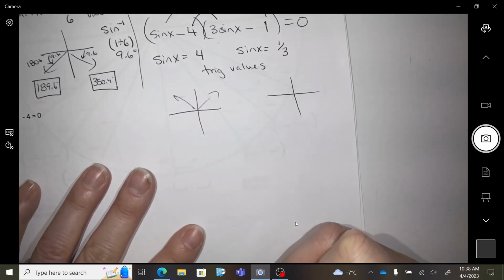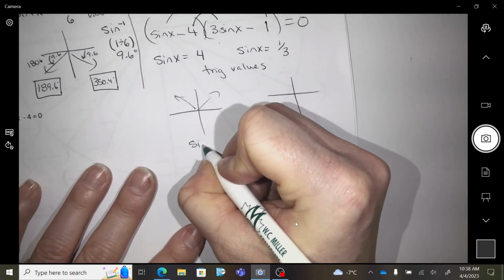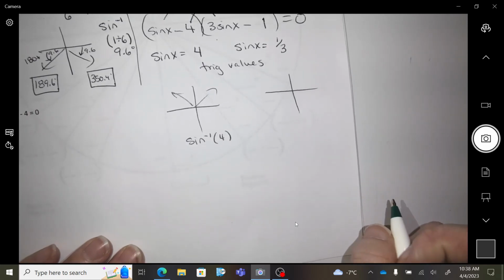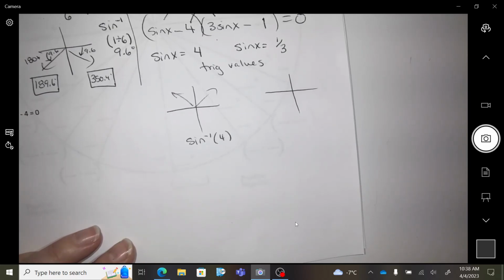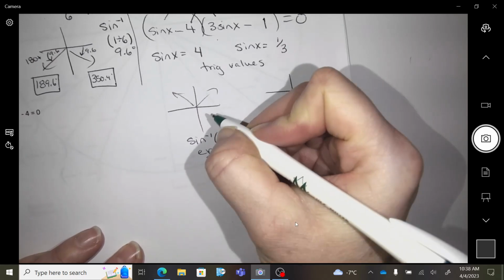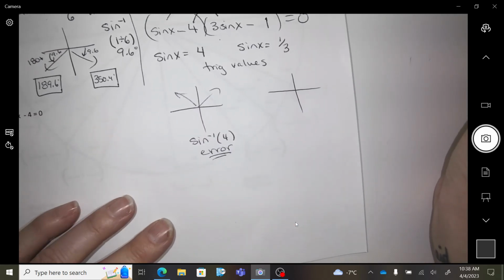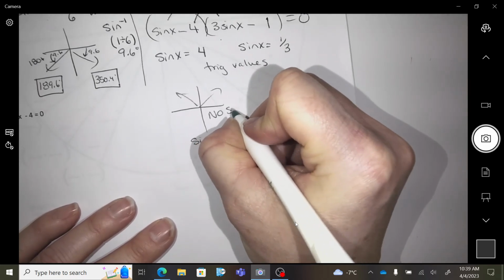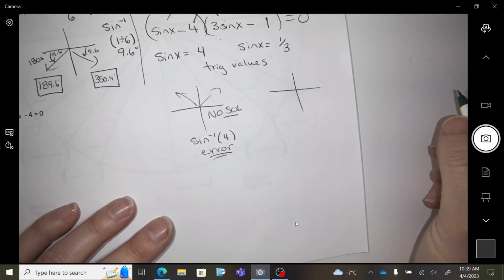Quadrants. Inversing the trig value gets you to an angle. And then my calculator on the inverse, was it saying that you're getting an error? Okay, but you aren't done. You actually have to state something. What should you state now? What is the angle? The angle is no solution to that angle. No solution.